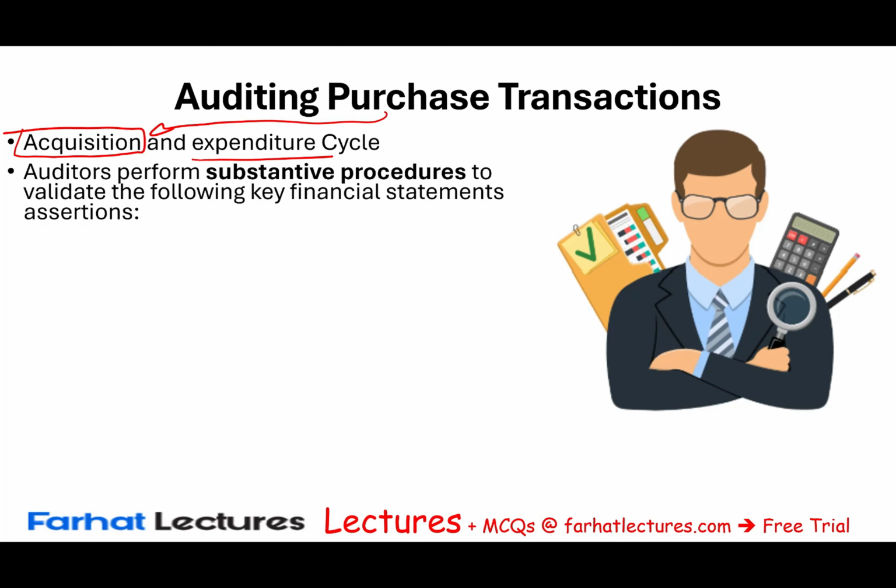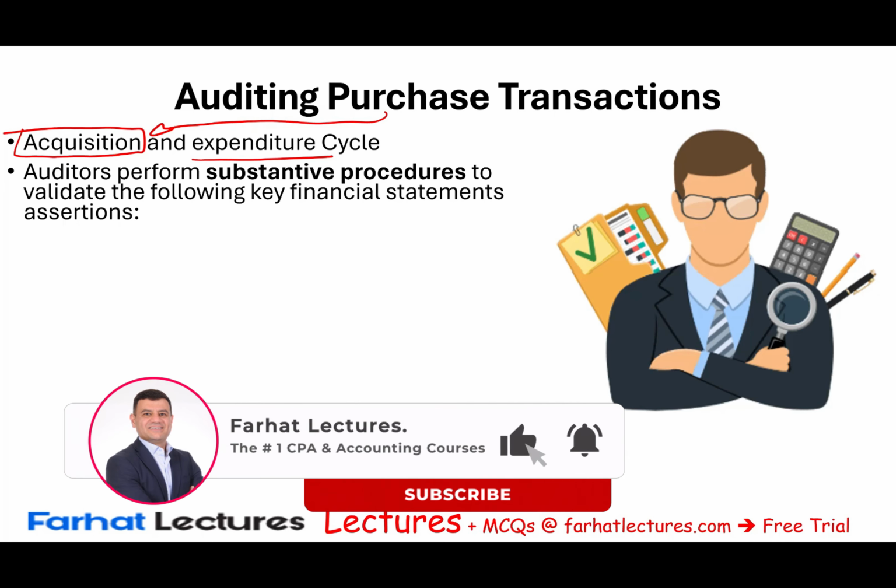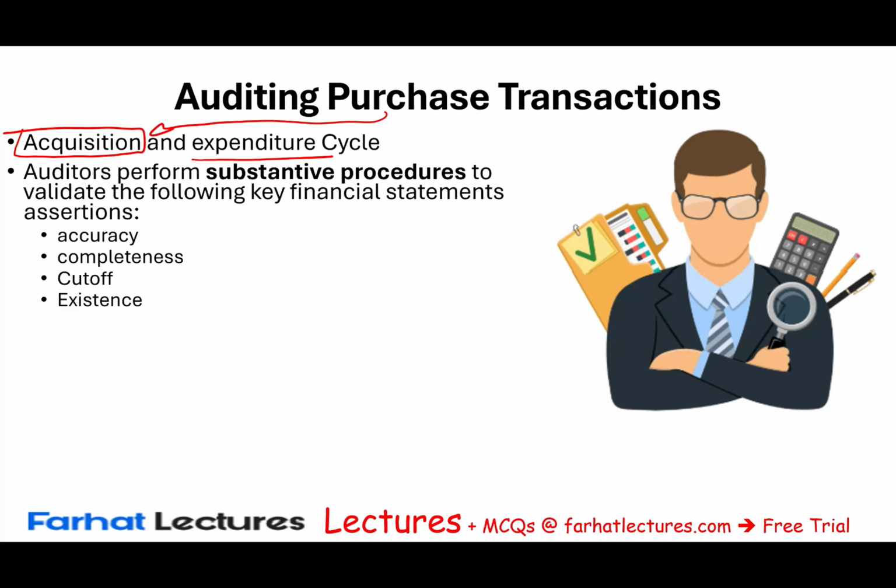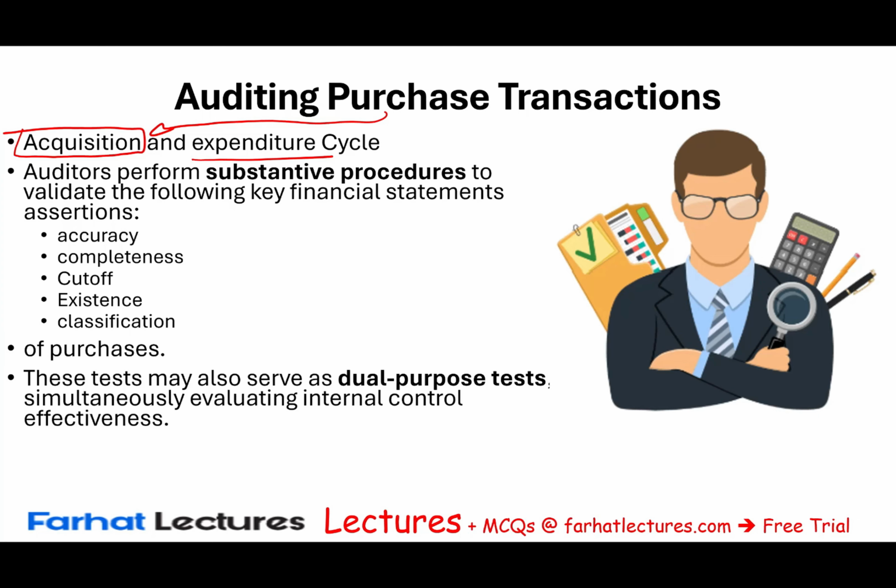So the auditor performs substantive procedures to validate key financial statement assertions. What are they? Accuracy, completeness, cutoff, existence, classification of purchases. So we have to make sure that they're accurate, complete, with proper cutoff, existing, and properly classified. Keep in mind, the procedures that we do here could also serve as a dual purpose test. It means they could also serve for testing or evaluating internal control effectiveness.